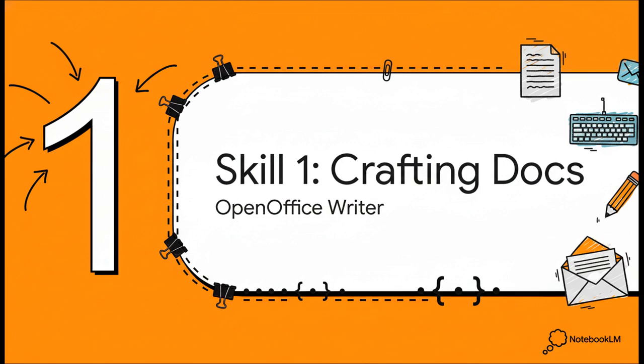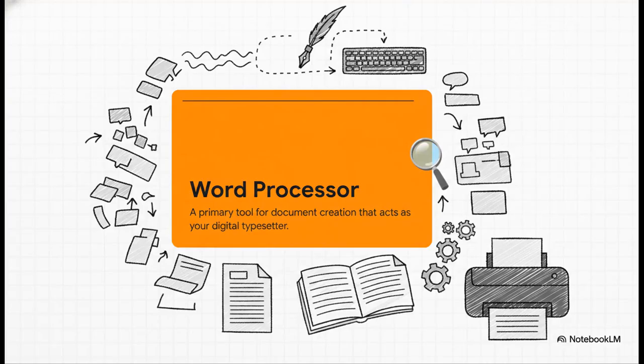All right, let's get into our first core skill, making your words look sharp and professional. And for this, our go-to tool is the word processor, OpenOffice Writer. So, what is a word processor, really? At its heart, you can think of it as your own personal typesetter. Its whole job is to take your words, your ideas, your reports, whatever, and give them structure, making them look good and easy to read. It turns a simple text file into a professional document.